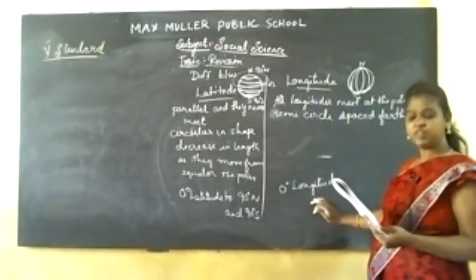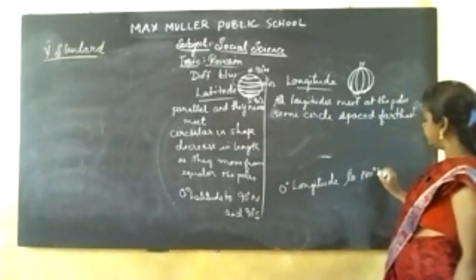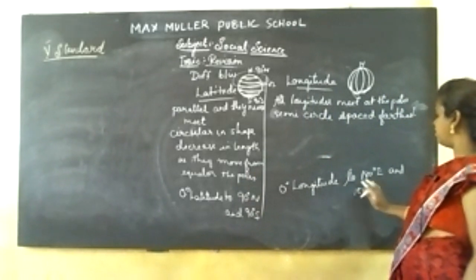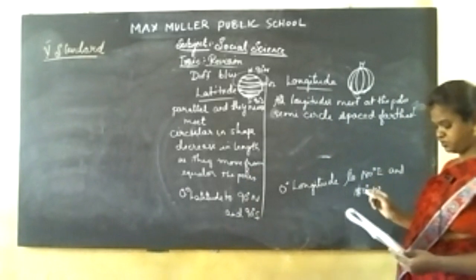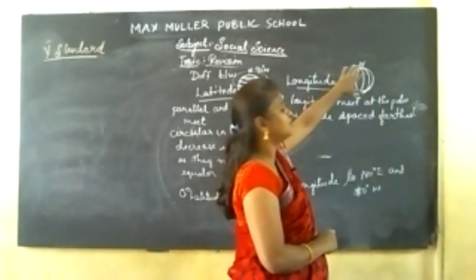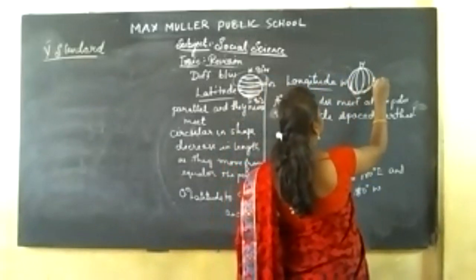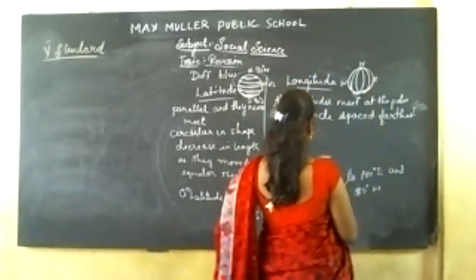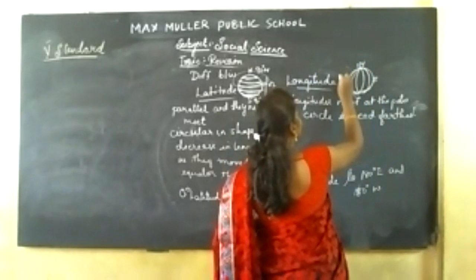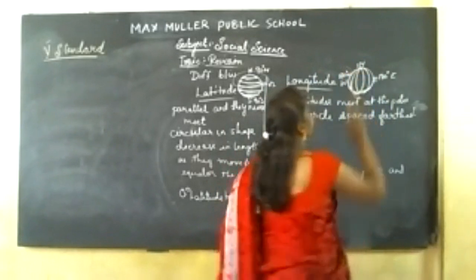It is numbered from 0 degree longitude to 180 degree east and 180 degree west. So what happens here, children? You can just see this one. So the longitudes are passing from the west to the east. So what happens? It's just from 0 degree longitude to 180 degree east and 180 degree west.